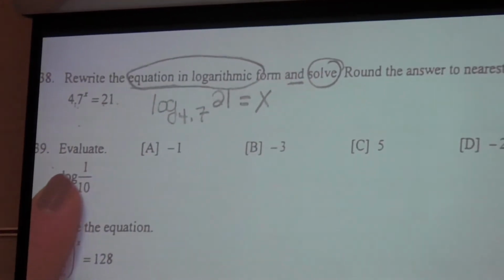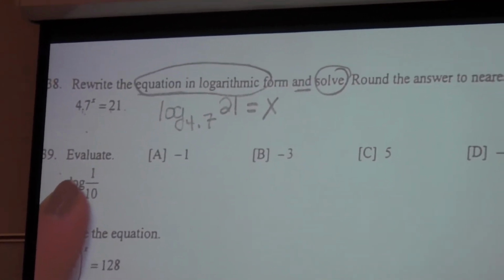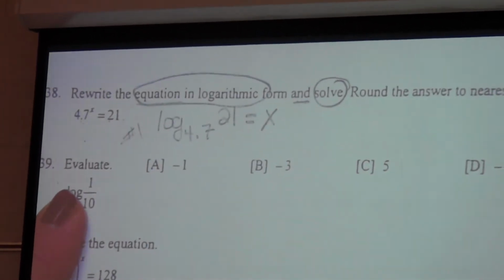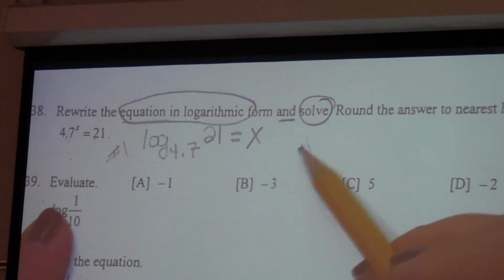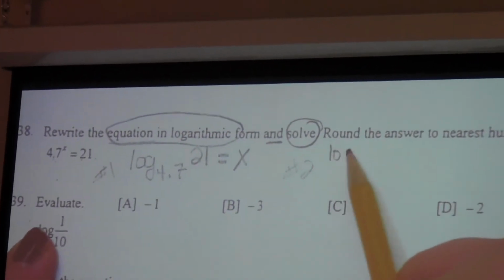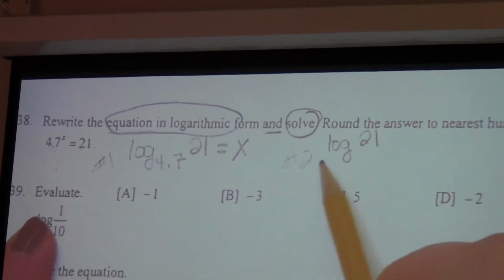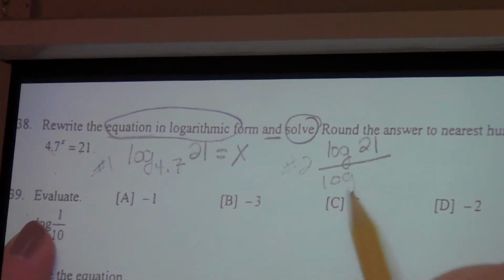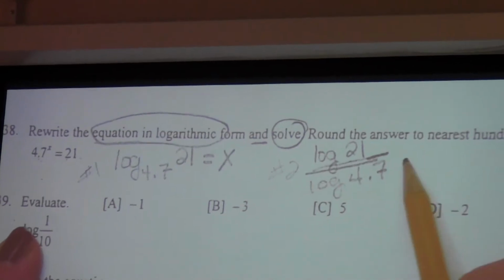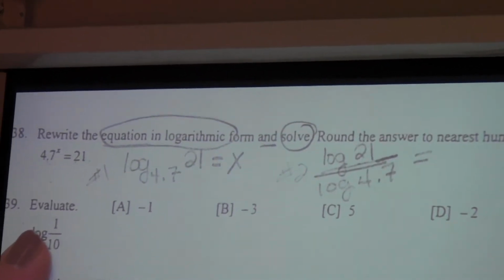In order to solve that, I need to use another one of my log properties, my number 2 property. So this was number 1, rewrite it as a log. And number 2, when I rewrite that, I could say that was the log of 21 over the log of 4.7. And that can just go right in my calculator like that.